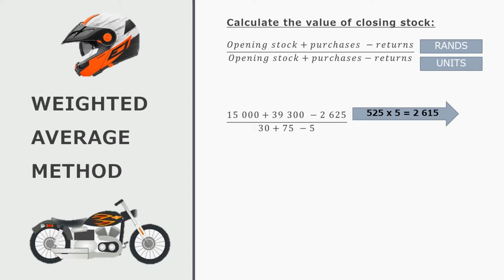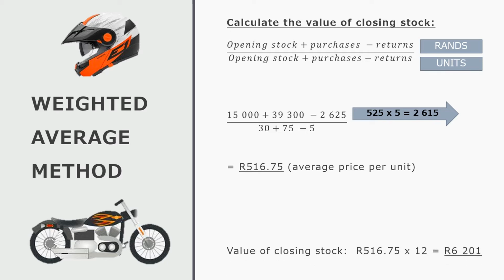We divide that by the 30, which was the units in stock at the beginning of the year, plus the 75 additional units that we purchased during the 3-month period, minus the 5 helmets that was returned. Okay, that is going to give us an average price per unit of 516.75. Okay, it's rand amounts. So if it's a rand amount, we always round off to 2 decimal places.